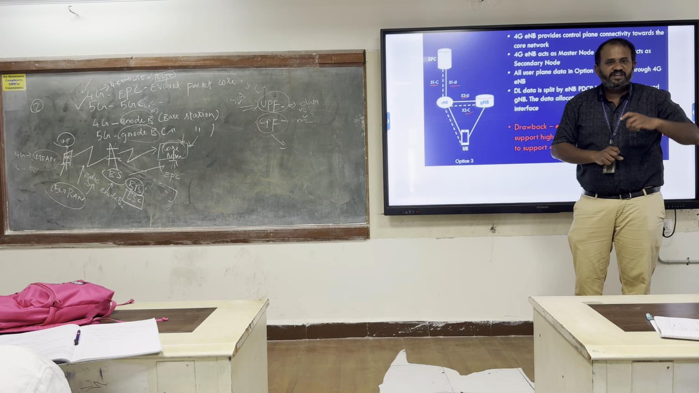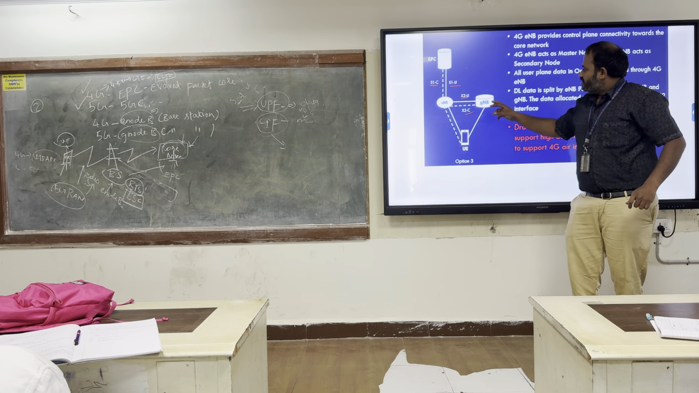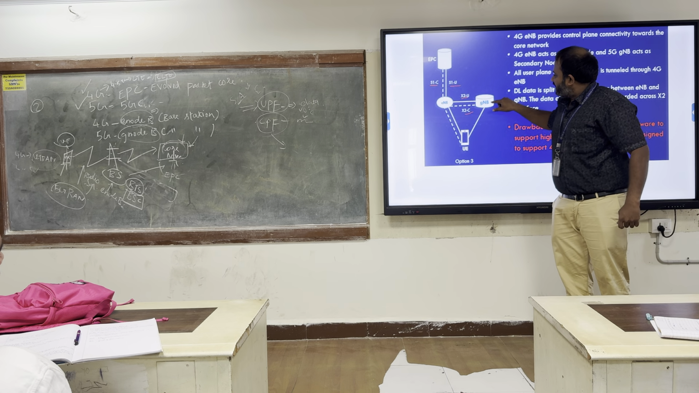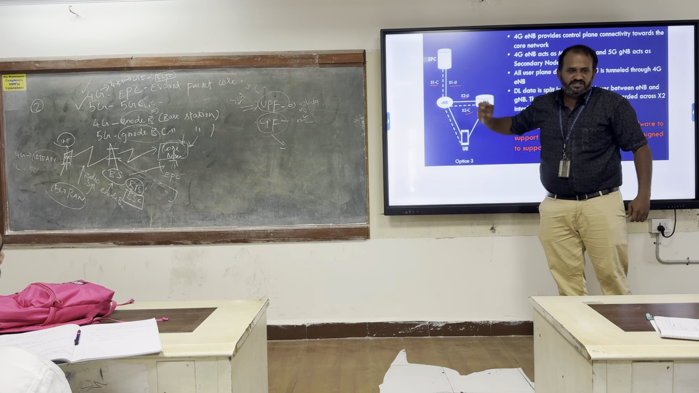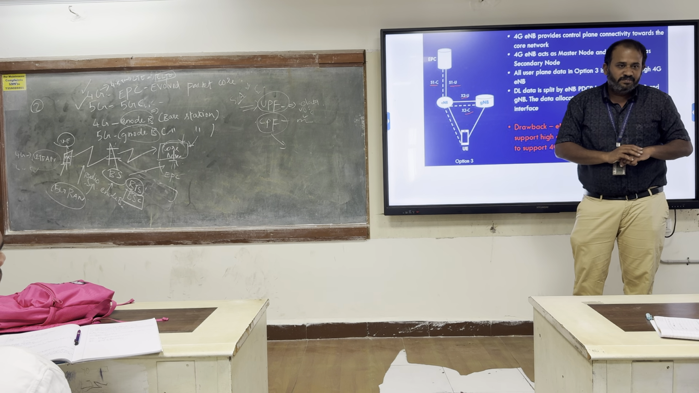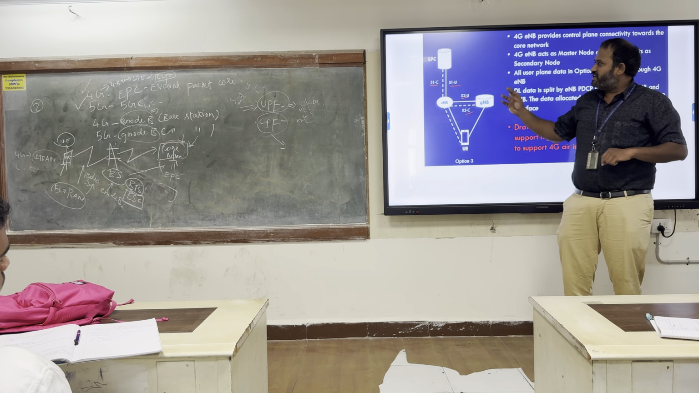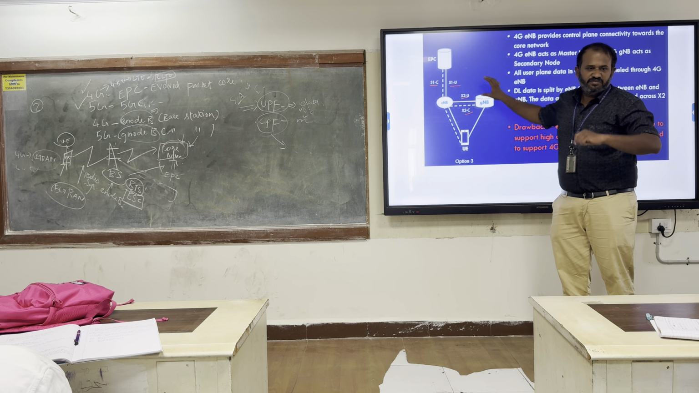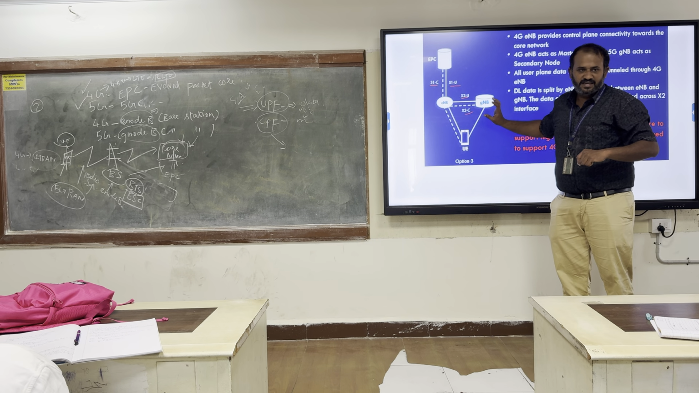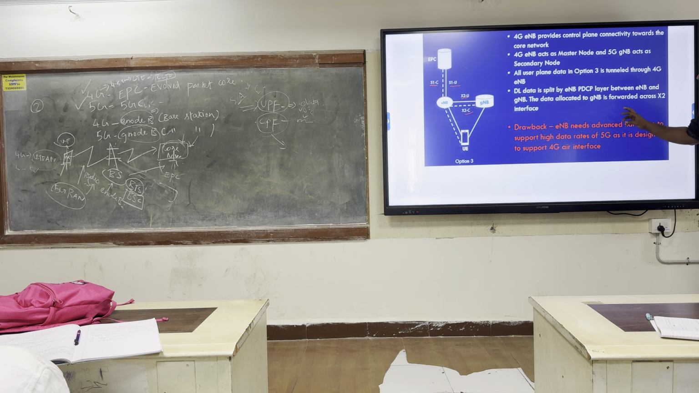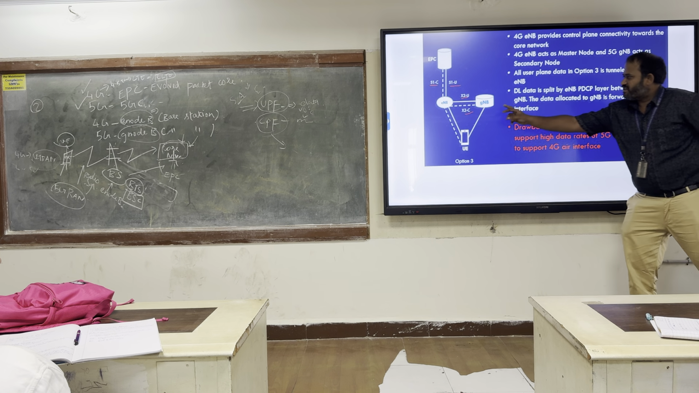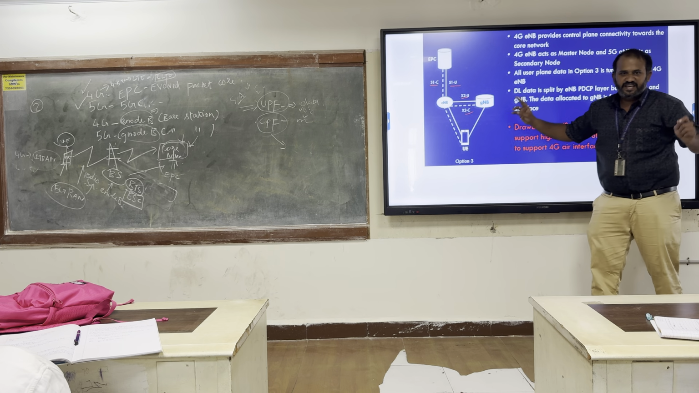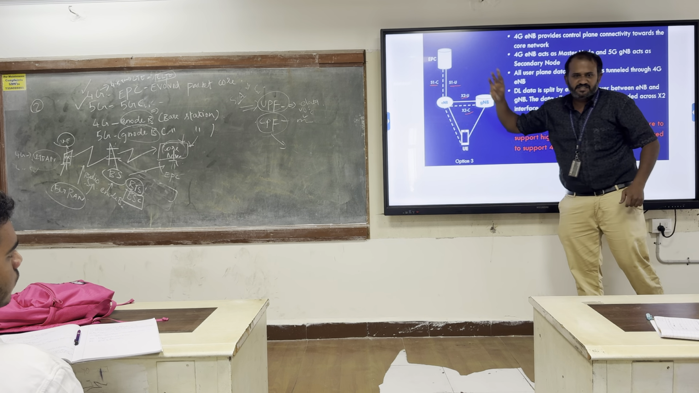So they have deployed this. The second step is that I can use the user plane to transfer the data from gNB to EPC directly, because using the control plane is very difficult. As I told you, the infrastructure is very modified between these. Now, the data allocated to gNB is forwarded across the X2 interface. So each and every process will follow X2 and reach the EPC.